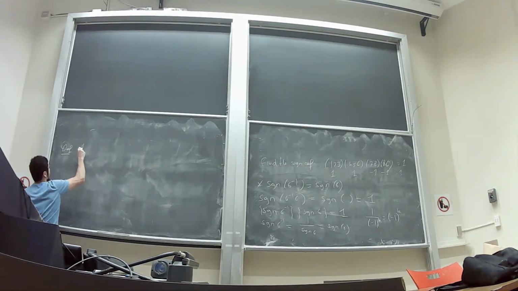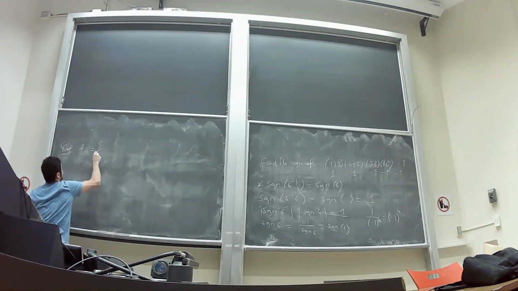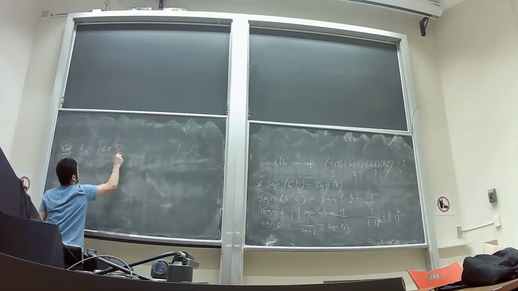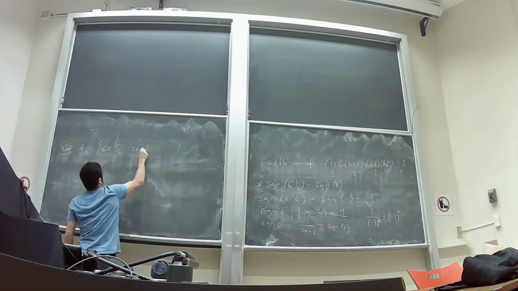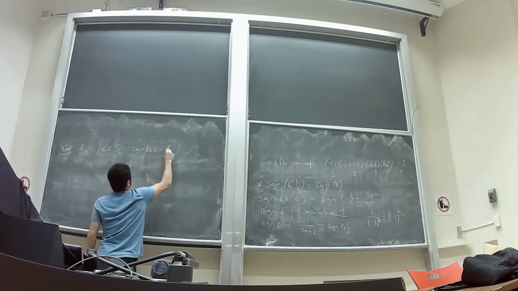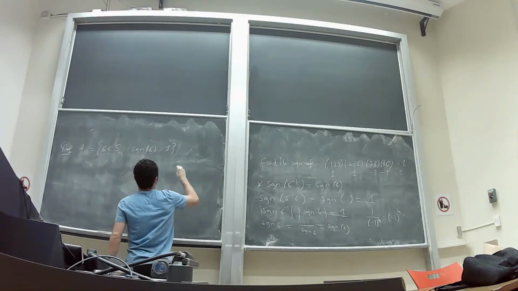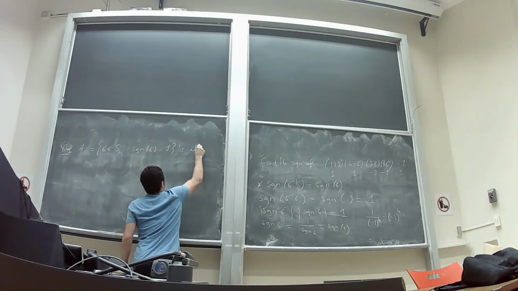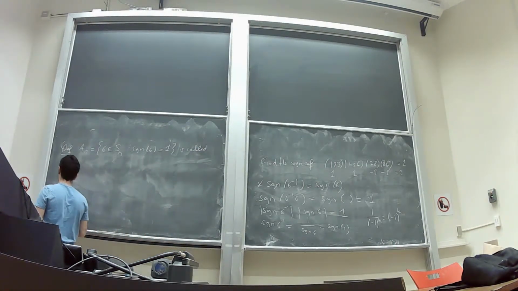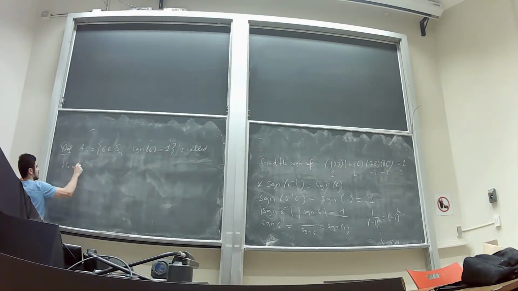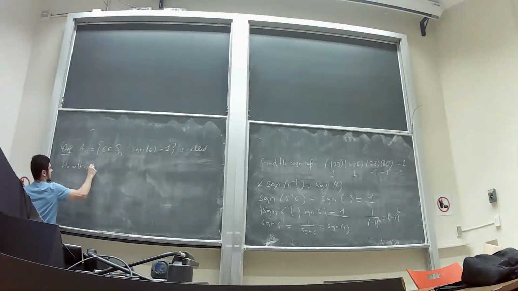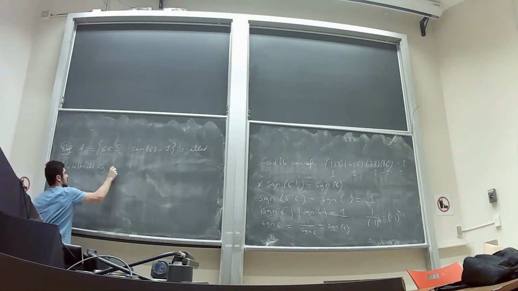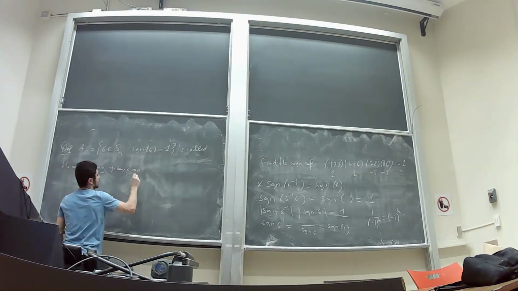A_n is the set of sigma in S_n such that the sign of sigma is 1. It's called the alternating group.